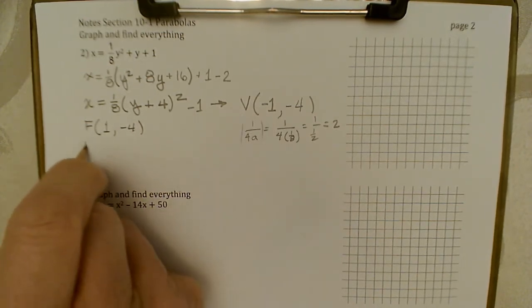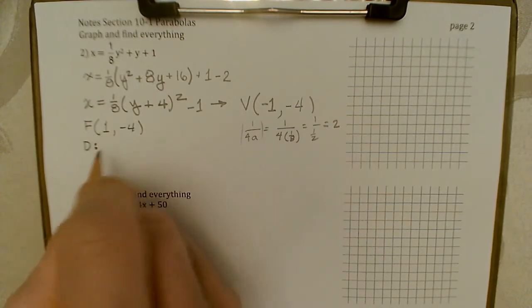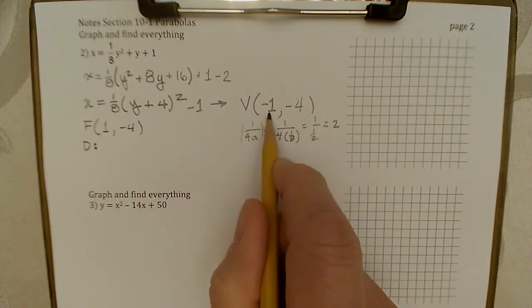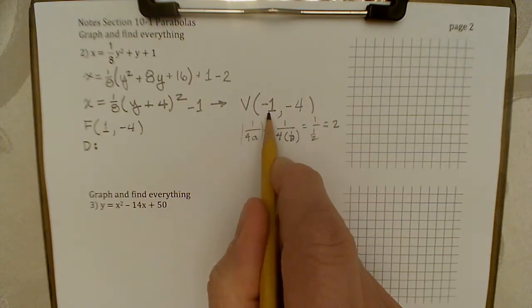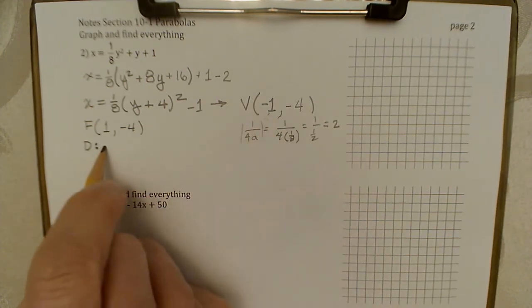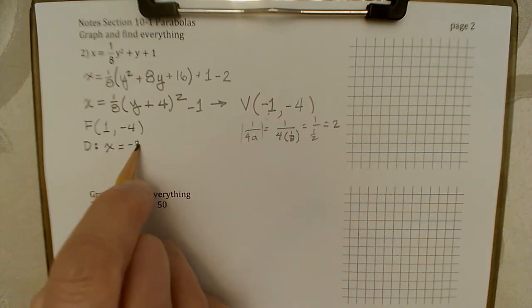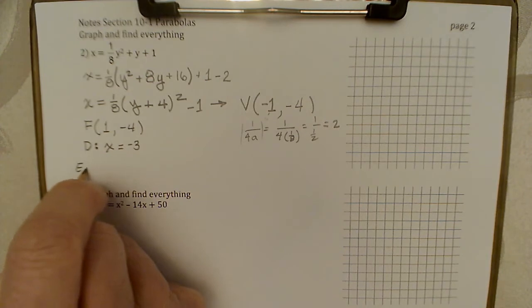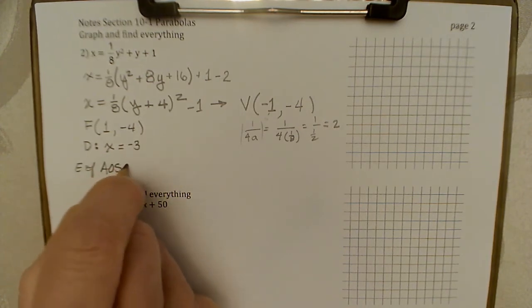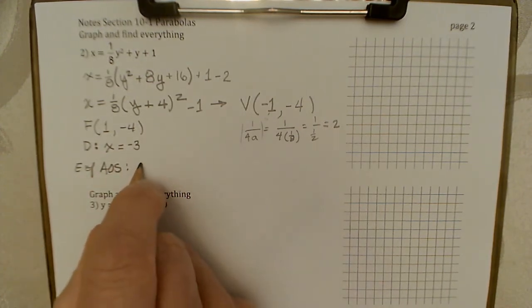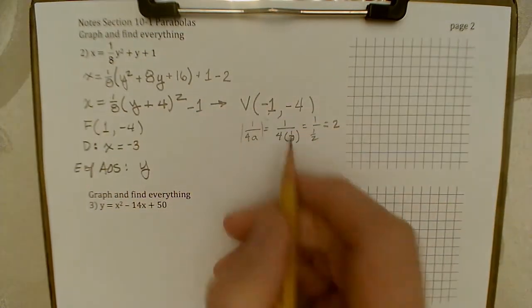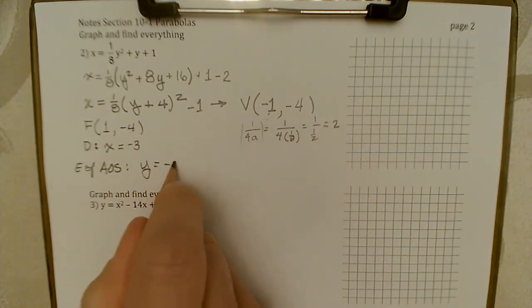All right, and the directrix. Remember, this is not a point, but an equation. So the directrix is a vertical line. The focus is 2 to the right of the vertex, so the directrix is 2 to the left. And so that would be an x equals -3, 2 to the left. All right, and then the equation of the axis of symmetry, that's going to be a y. It's going to be horizontal going through the vertex and the focus, and it's going to be at -4.